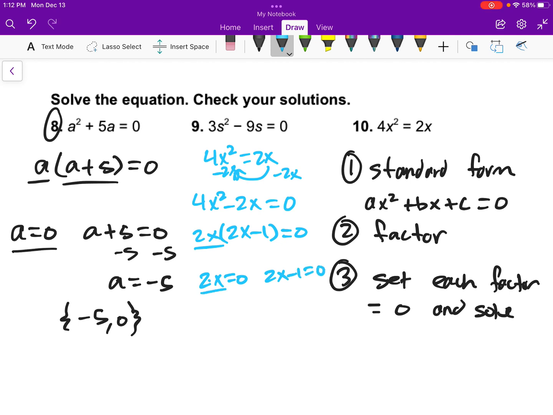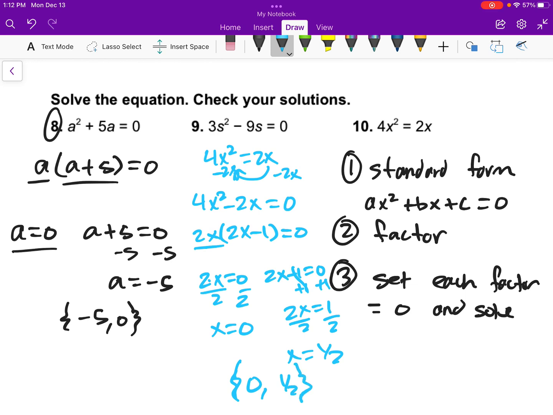So to solve this one, I'm going to divide by 2. 0 divided by 2 is still 0. This one I have to add the 1 over. 2x equals 1, divided by 2, so x is equal to a half. That's my solution set. It's supposed to be in set notation: 0 and a half.